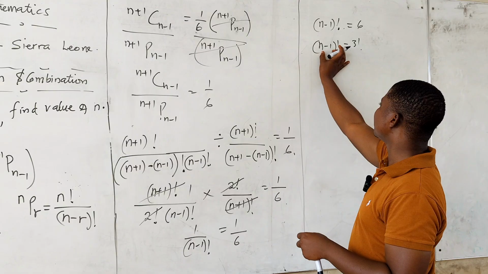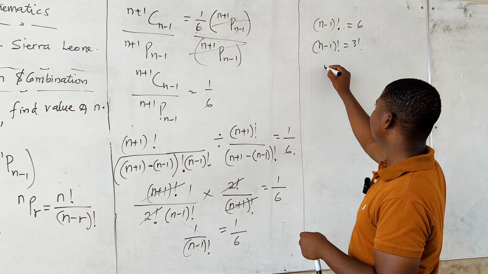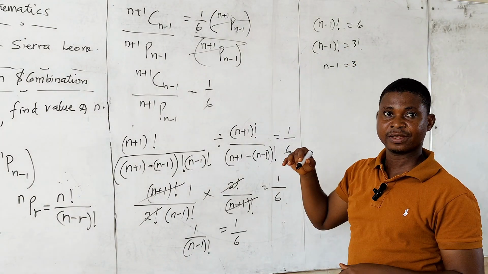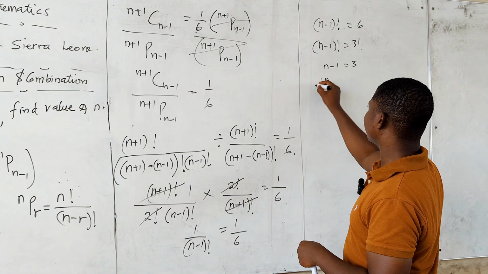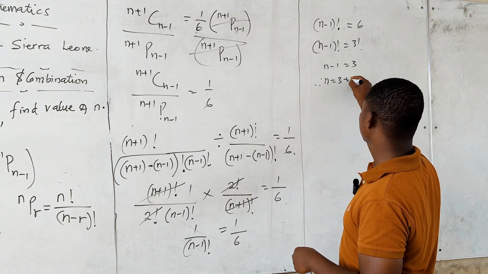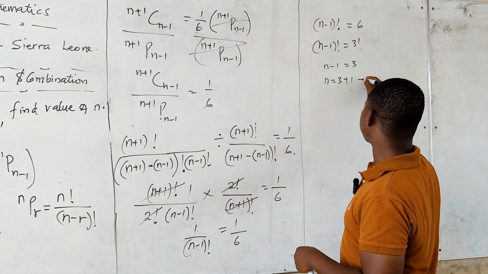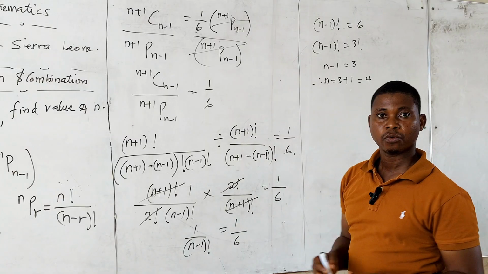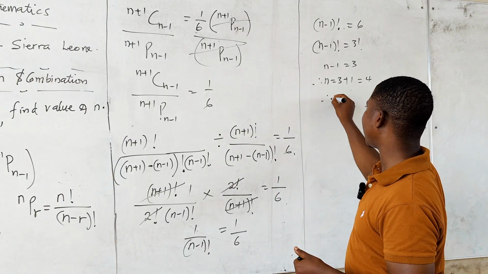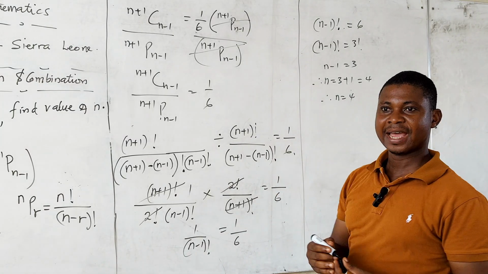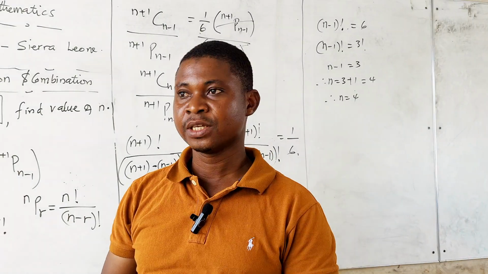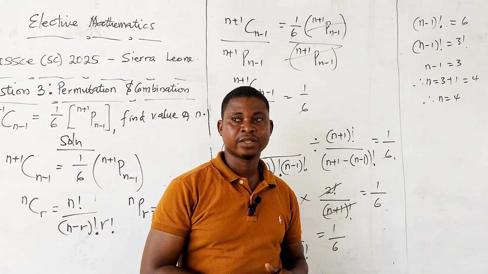This factorial, so it means that we can equate n minus 1 is equal to 3. Therefore, n is equal to 3 plus 1, which gives you 4. So therefore, our n is equal to 4. And that is the solution to this question.